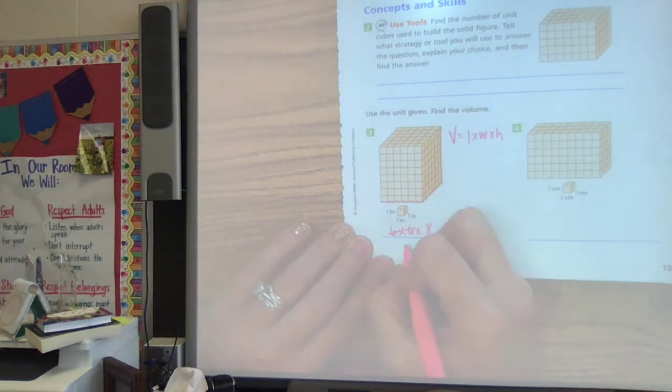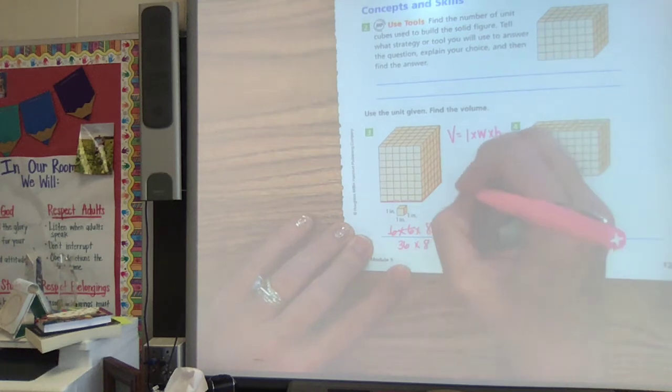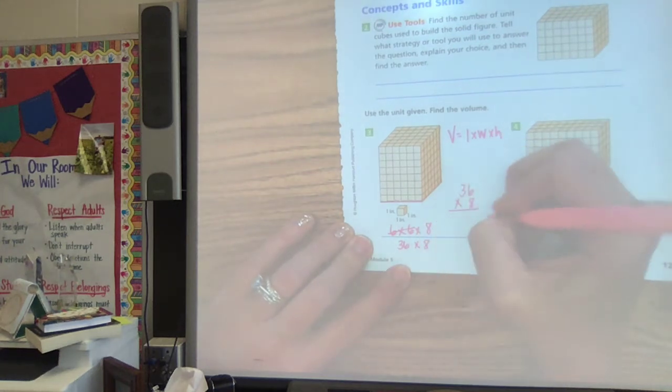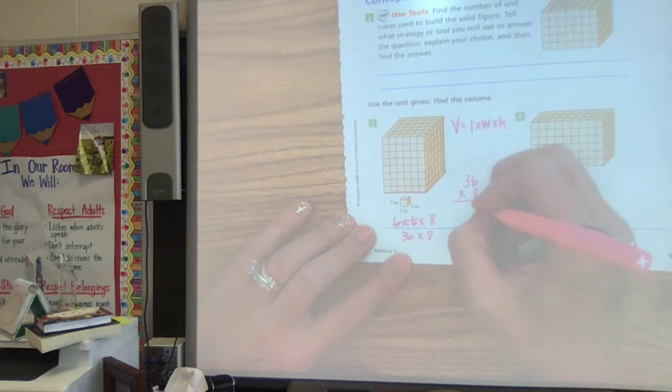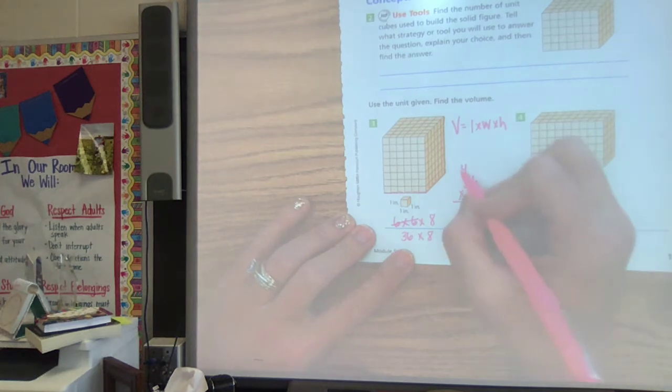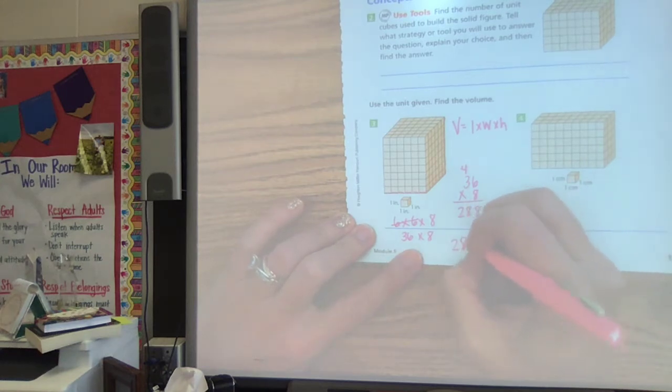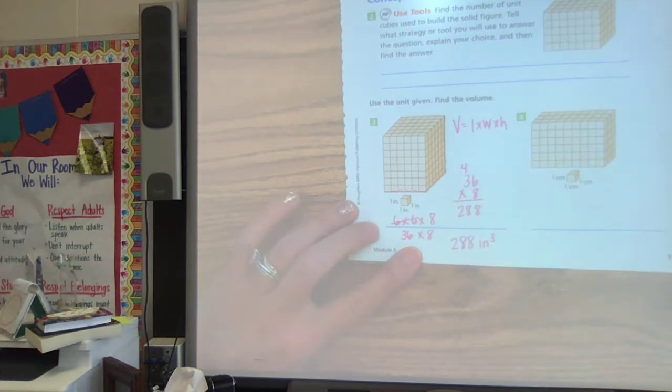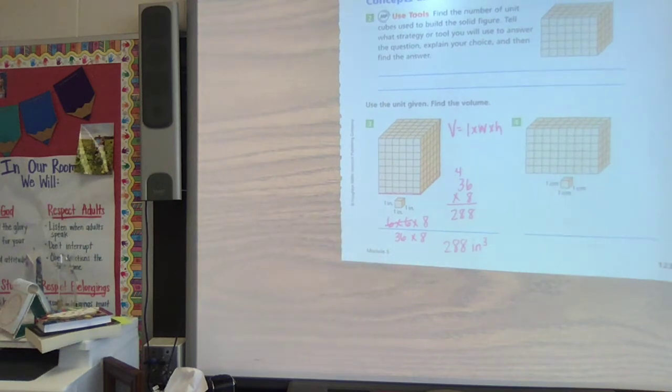So 6 times 6 is 36. And then 36 times 8. We're going to do that over to the side. I know 8 times 6 is 48. Carry my 4. 8 times 3 is 24. 25, 26, 27, 28. So the volume is 288 cubic inches. 288 cubic inches. I want you to use whatever strategy you like. Length, width, and height would work perfect to find the volume of this solid figure.